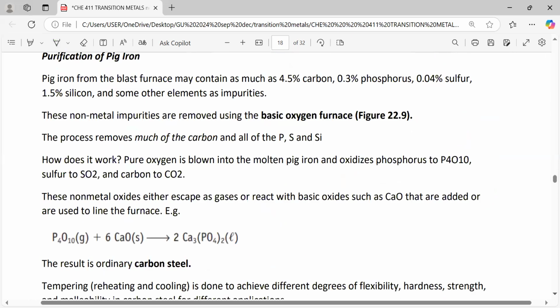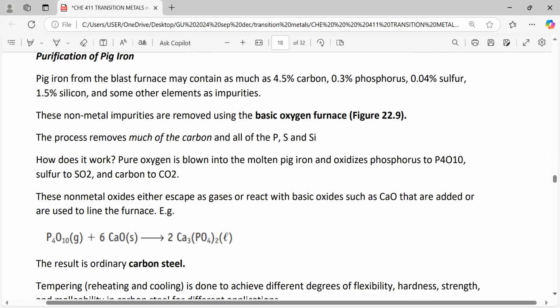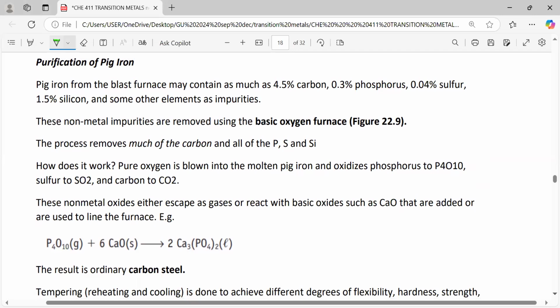So how is it purified? How do you purify your iron further? Because your iron contains all these impurities listed there, and you want to get rid of them. So what do you do? You remove them by using the basic oxygen furnace, and when you react anything with oxygen, what happens? They burn. So you heat with oxygen, and when you heat with oxygen, these three will give you oxides.